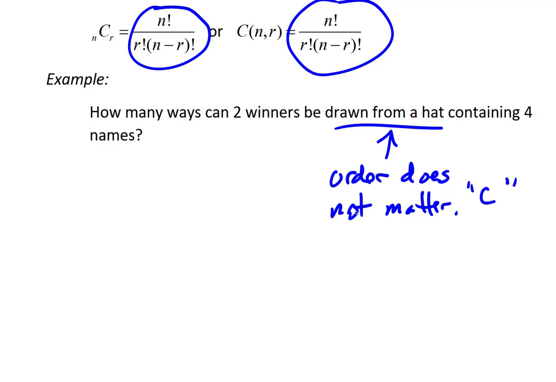Okay, so in this case, how many ways can two winners be drawn from a hat containing 4 names? Again, now let's write this out by hand first. So let's also start with A, B, C, and D, where let's say those are the 4 names that are in the hat to start. Now we're selecting 2 of them. We want to know how many ways can we do this. Well, let's start writing them out. If I select A and then B, that's one possibility. What if I selected A and C or A and D? Those are 3 different possibilities already.